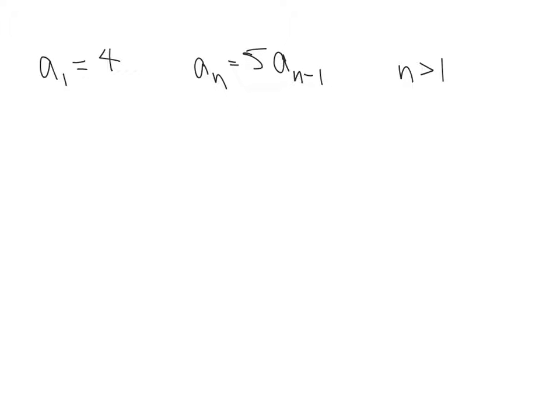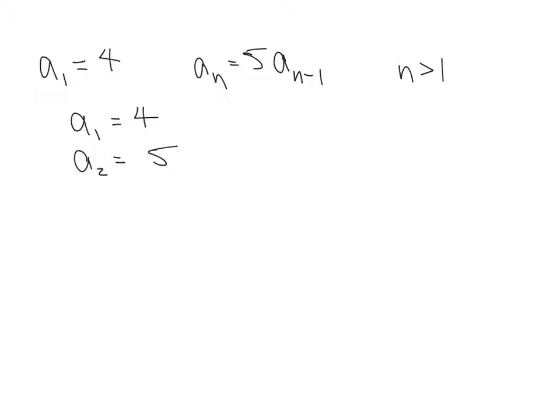It tells us to start the sequence with the number 4. A of 1 equals 4. We don't even have to plug anything in for this. They're just giving us the first number. The first number is 4. Now let's do 2. They want us to write the first 4 terms.